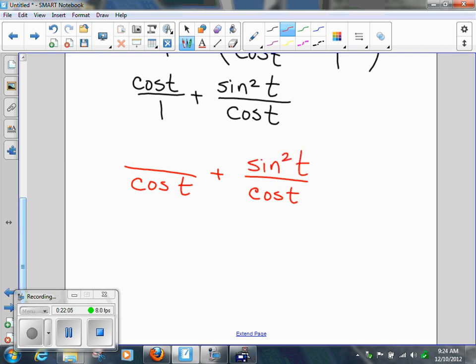What did I multiply to the bottom? Cosine. So what do I have to multiply to the top? So that means I'm going to bring this cosine down, and I have to multiply another cosine to it. Cosine squared. Oh, looky, looky, looky.